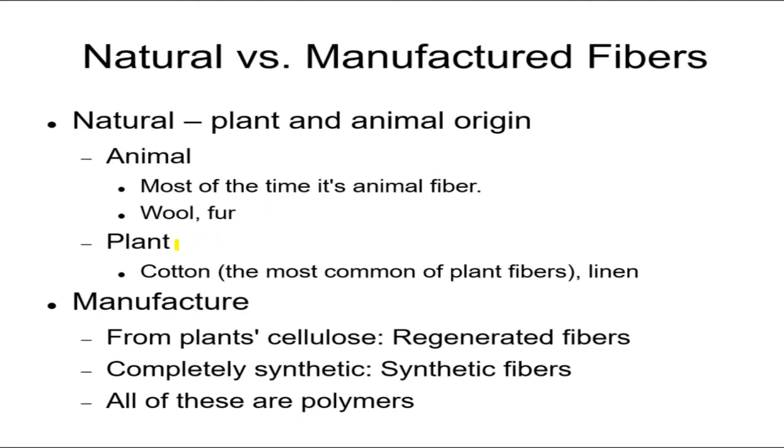But other times it's plant. It comes from a plant source. Cotton is the most common. You also have linen, that you know, some things are made of linen. But of the animals, most of the time it's wool, and if it's plant, most of the time it's cotton. But again, we have all different kinds of fibers that come from what they call natural sources.